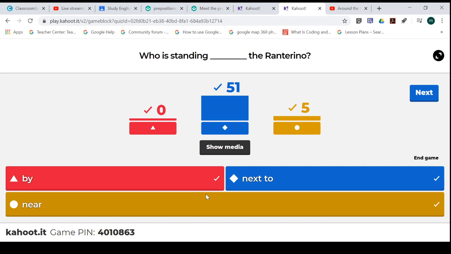But they are all, as Isabel said for the last question, technically correct. These are all perfect for that picture. But me, I would probably have said next to. I would have chosen blue, and most of you guys did as well.